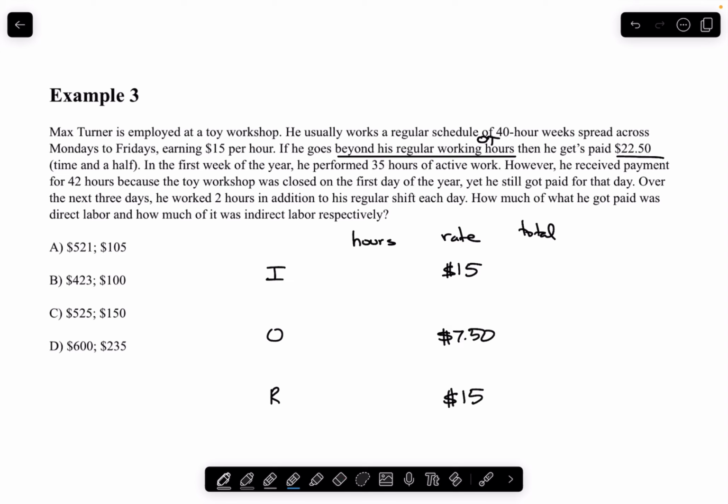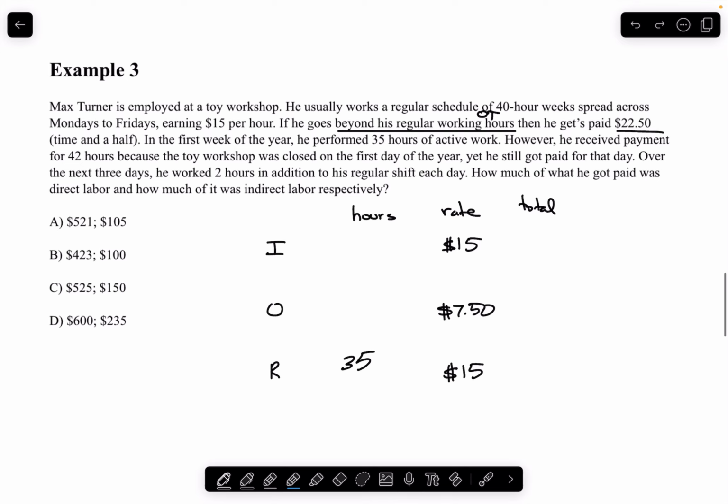In the first week of the year, he performed 35 hours of active work, so he actively worked 35 hours. So remember, strict time, active work, regular time, all the same thing. So 35 of active work is your regular time. However, he received a payment for 42 hours because the toy workshop was closed on the first day of the year. So that's what you call idle time. So he got paid for 42 hours, but he only worked 35 of those hours actively. So 42 minus 35, that's 7 hours of idle time. Technically, legally you worked 7 hours, but you were idle, you weren't actively working, but you're still getting paid for those hours.